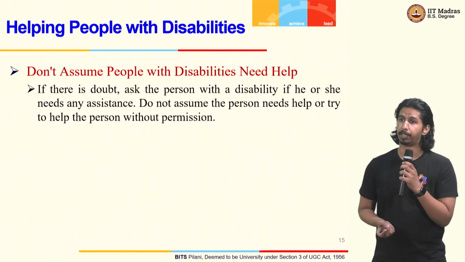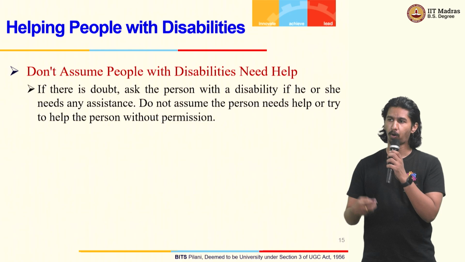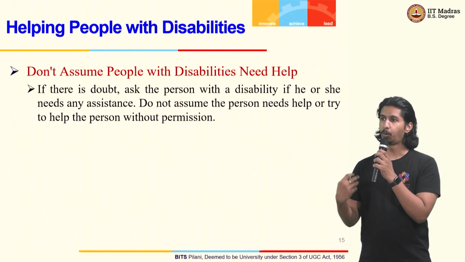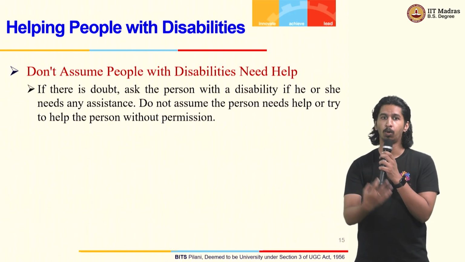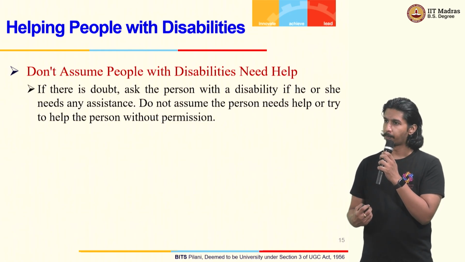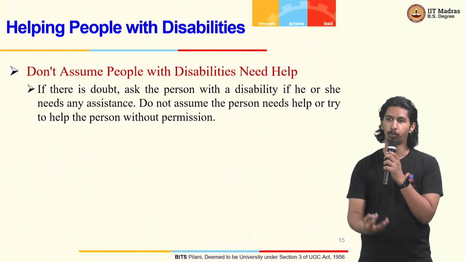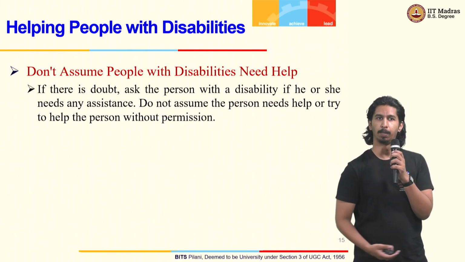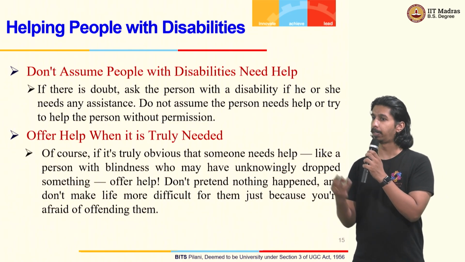Helping people with disabilities, right? This is a very important point that we just spoke about: a lot of people with disabilities actually want to be independent. So don't assume that people with disabilities need your help. You can always go and check with them if they need any assistance, and if they do, go ahead and do it. Otherwise, you can leave them, right? So don't try to forcefully, without their permission, start intervening and helping them. But on the other hand, if it is really obvious, then try to help them.